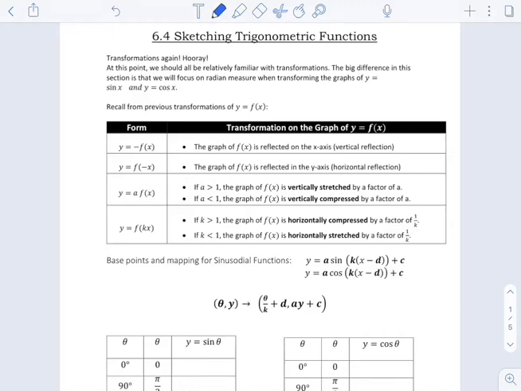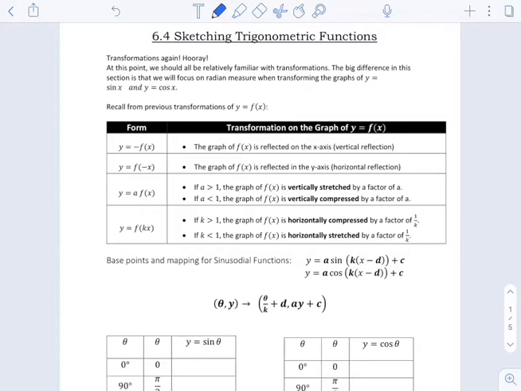Alright guys, welcome back. We'll look at 6.4, which is sketching trig functions. So basically it's about transformations of the trig functions that we're used to. So it says, transformations again. At this point, we should be relatively familiar with transformations. We've spent a lot of time with transformations over the last couple of years. The big difference in this section is that we're going to focus mainly with radians as opposed to degrees for the graphs of sine and cos.